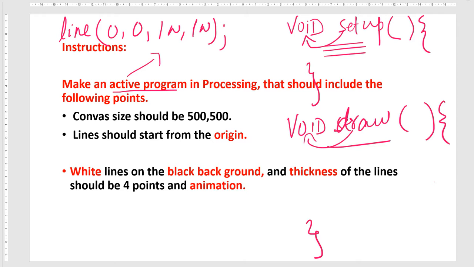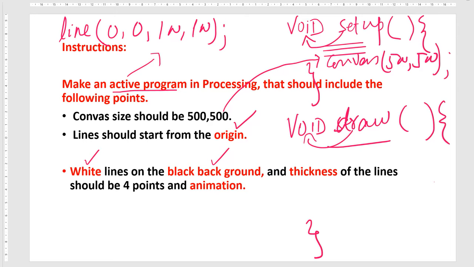So see, first is canvas size. It will run only one time, so this function you have to write here. Void setup, canvas 500 by 500. Right? Okay, the line should start from the origin. I have made this red, this red, this red, because these are the requirements. This is our canvas. The line should start from the origin, so it means all lines should start from here.